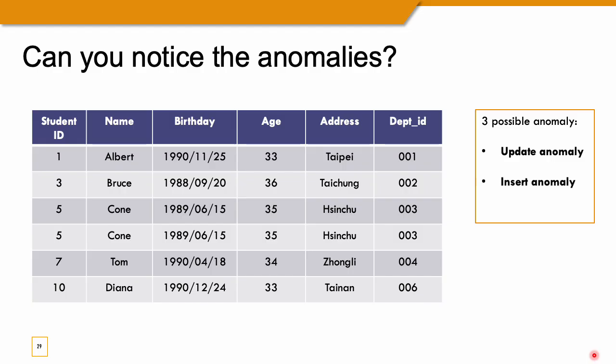And the second possible anomaly: if a new row is inserted in the table and it creates inconsistency in the table, that is called the insert anomaly. For example, if in the table we create a new student and it is not allocated to any department, then we cannot insert it in the table. So it will create what is called an insert anomaly.